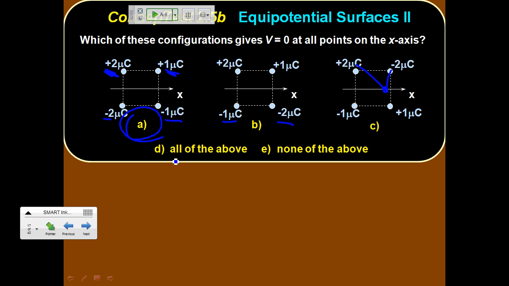Why do you put your point charge right there on the x-axis? That's because that's what the question asks. Where does V equal 0 at all points on the x-axis? Yeah, I know this is fast. Right. Where would it equal 0? On A, at all points across that line it'll equal 0. Right.